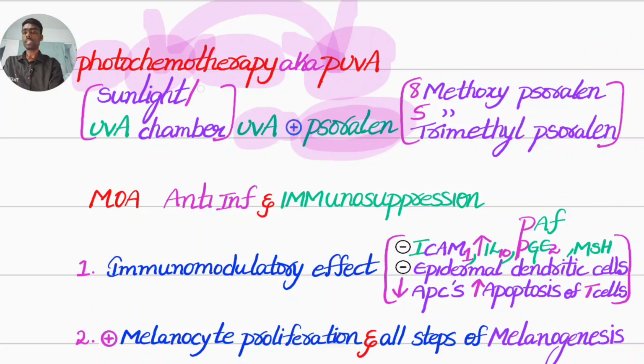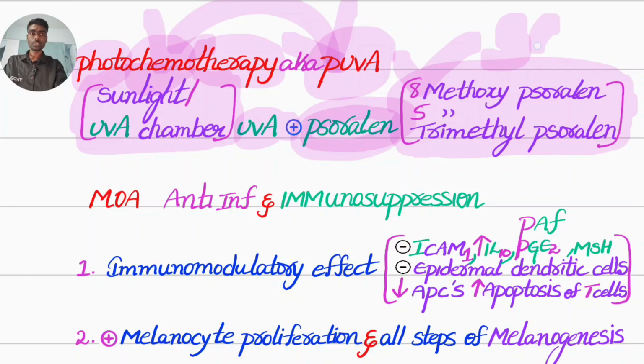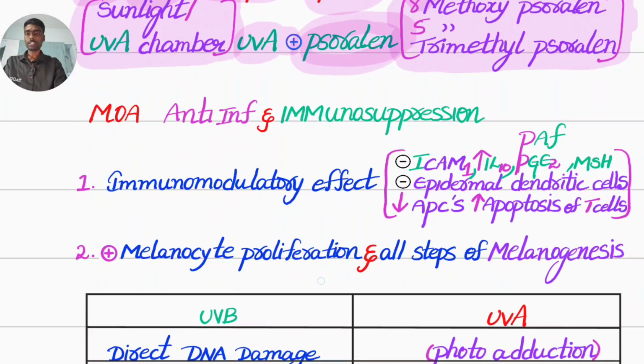Sources of UVA light are either sunlight or a UVA chamber, which is a man-made artificial chamber that emits only UVA light. Sources of psoralen are 8-methoxypsoralen tablets, 5-methoxypsoralen or trimethylpsoralen tablets. The most commonly used and available is 8-methoxypsoralen or methoxsalen. It is available in solution form also for topical application.